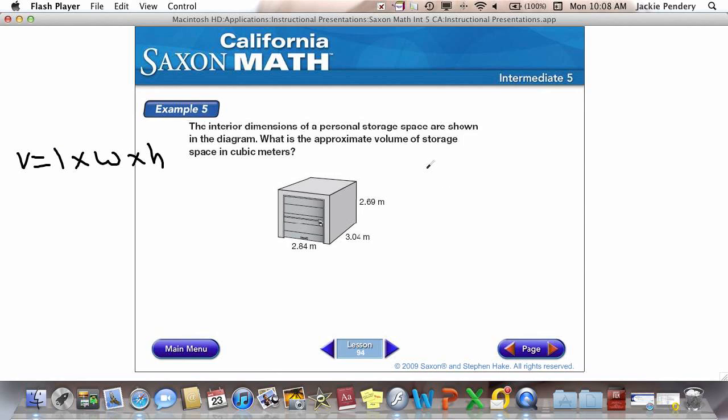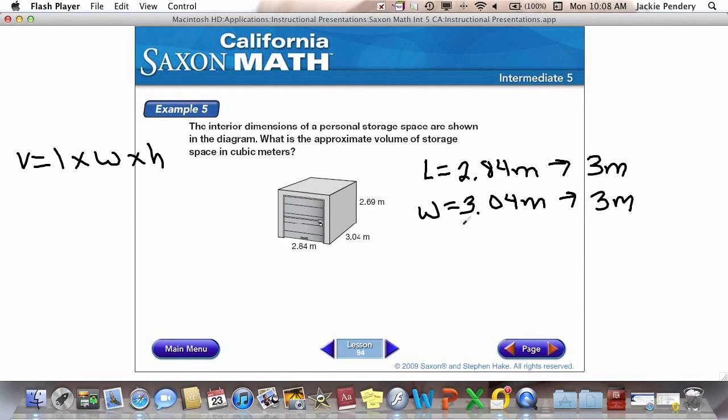Okay? So my length equals 2.84 meters, which rounds to 3 meters. My width, right here, equals 3.04 meters, which rounds to 3 meters. My height equals 2.69 meters, which also rounds to 3 meters.